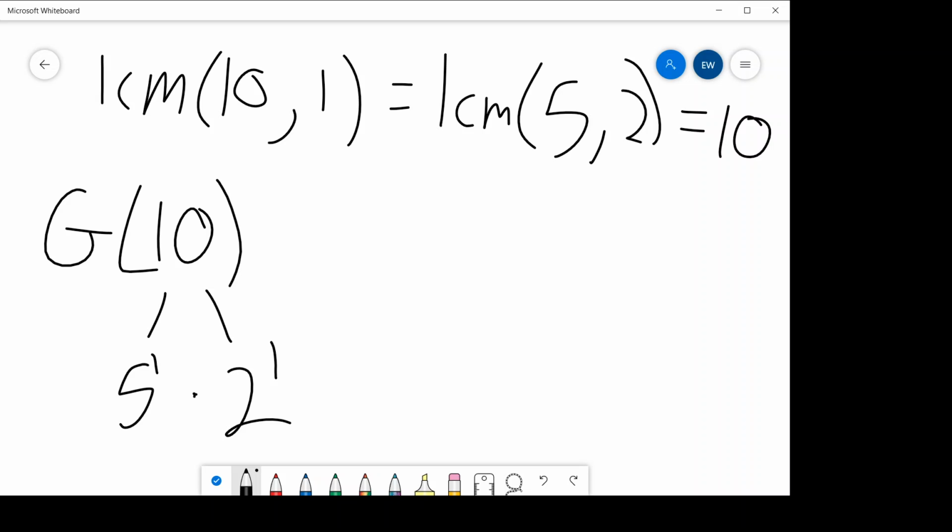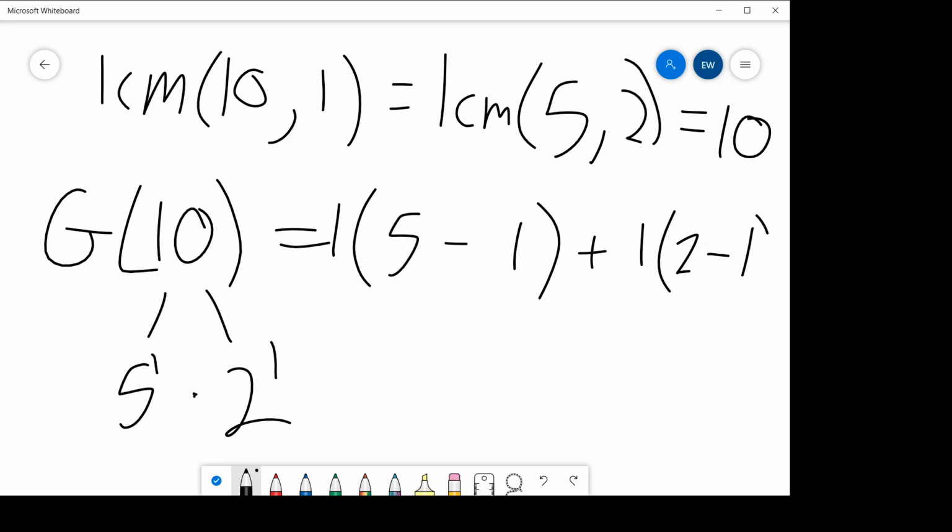What we're going to do is subtract 1 from each of our primes. So we're going to do 5 minus 1, and we're going to multiply it by the exponent, which is just 1. We're going to do the same thing with 2: plus 2 minus 1, and then multiply by the exponent, okay?